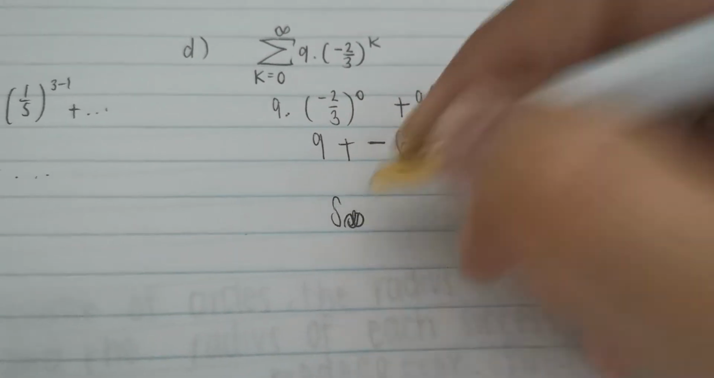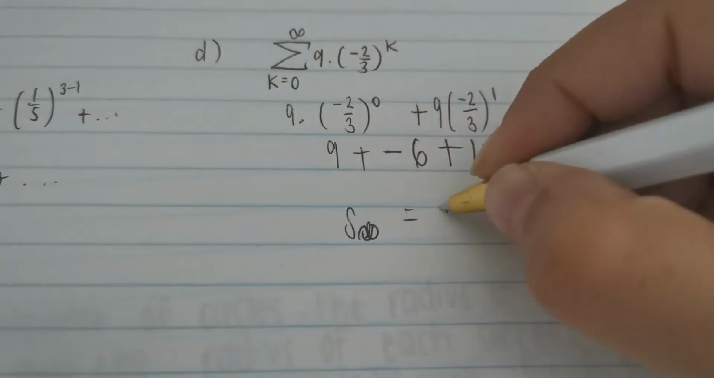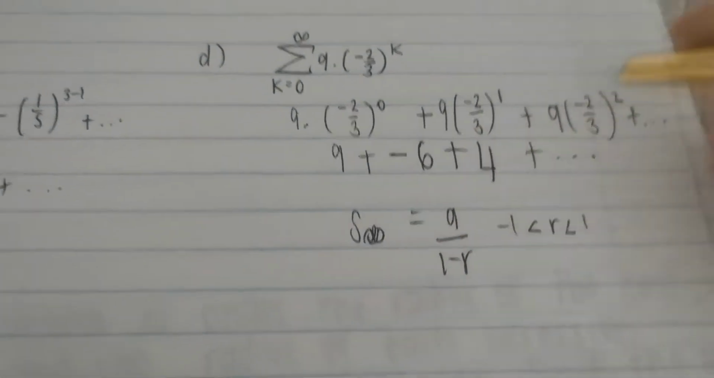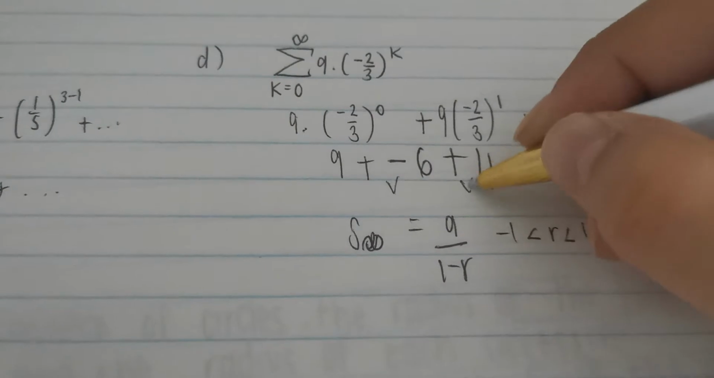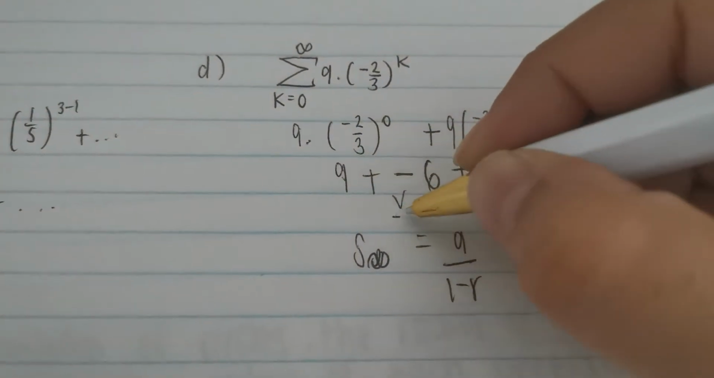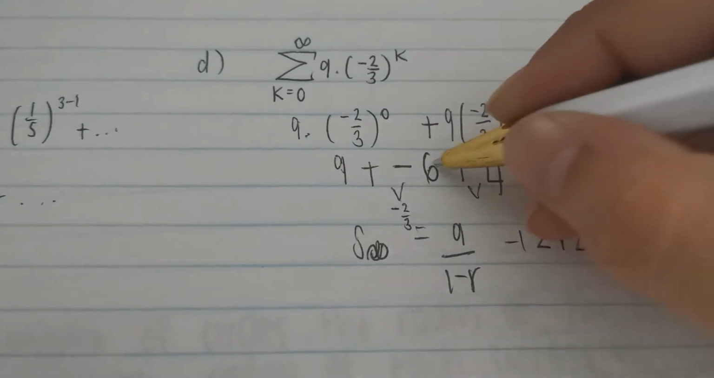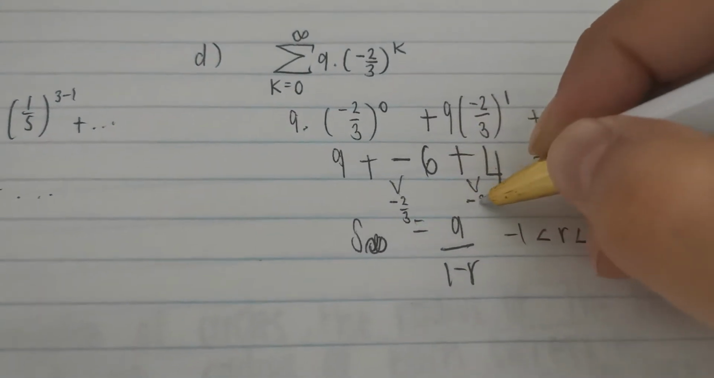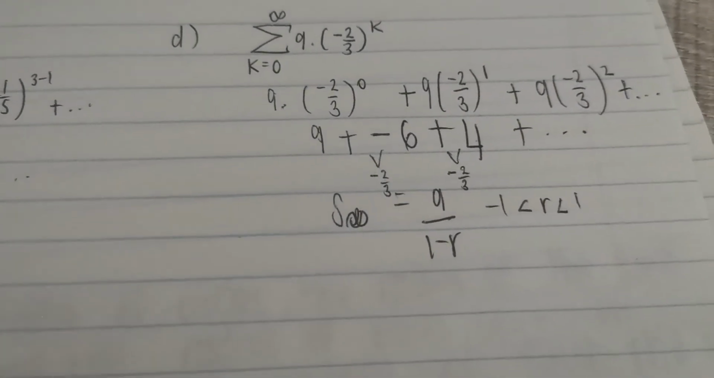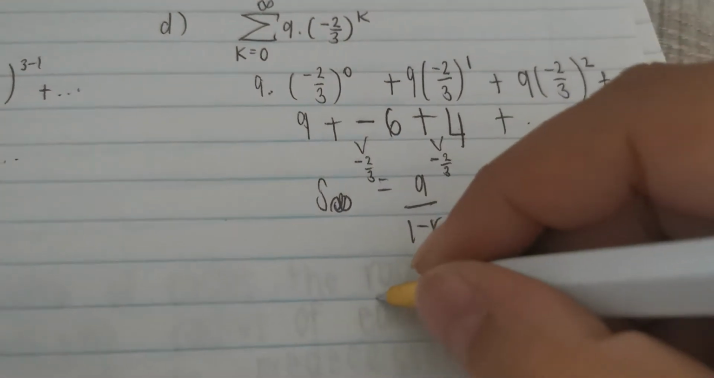So, sum to infinity. Oh, my infinity symbol. Sum to infinity is A over 1 minus r. Writing down my condition. Is my ratio between these numbers? How do I work it out? Negative 6 divided by 9 is negative 2 over 3. 4 divided by negative 6 is also negative 2 over 3. Yes, this number is between negative 1 and 1. We sub it in.